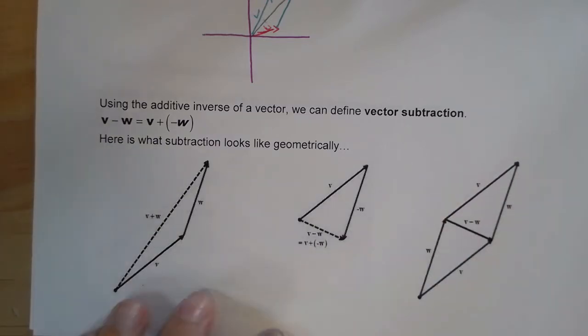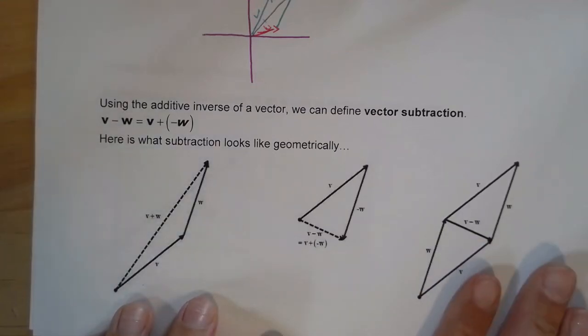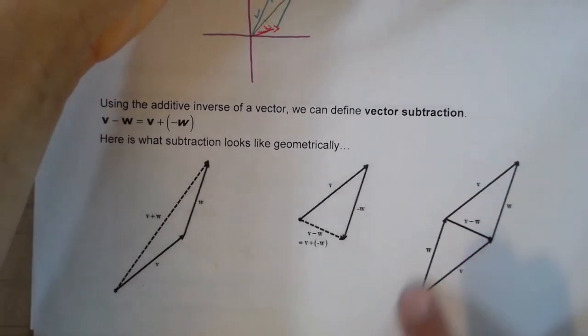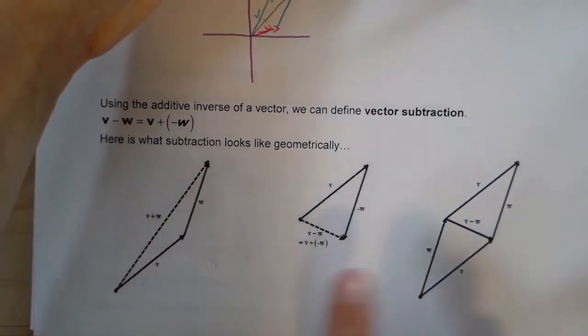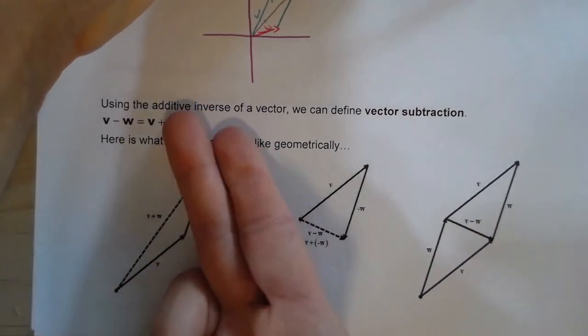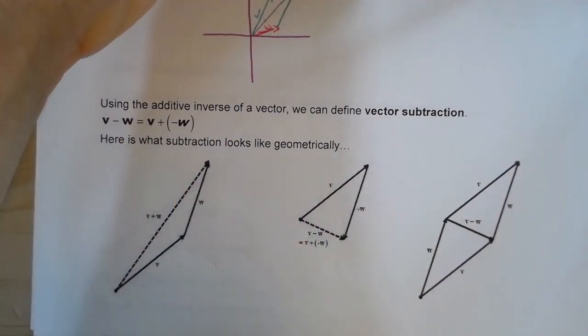Same thing going back and forth here, just showing that when we get the additive inverse, we have that negative w, okay? But it will make more sense algebraically when we do that.